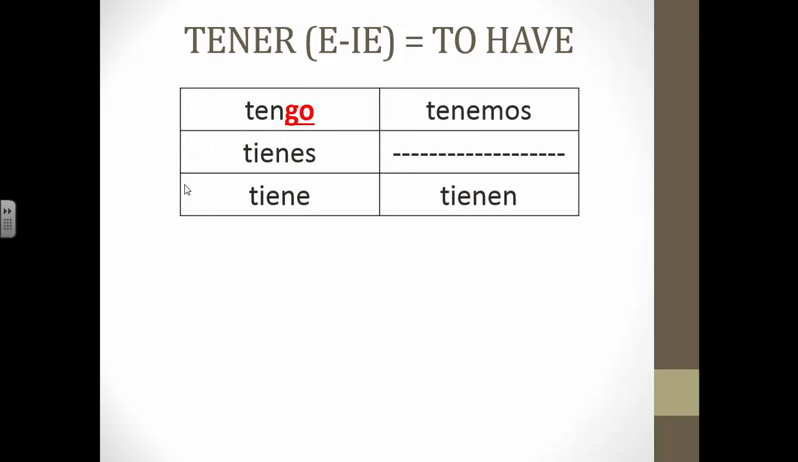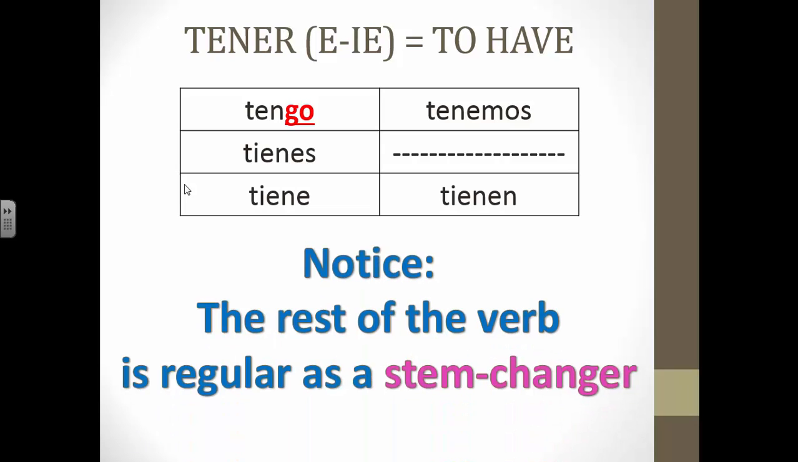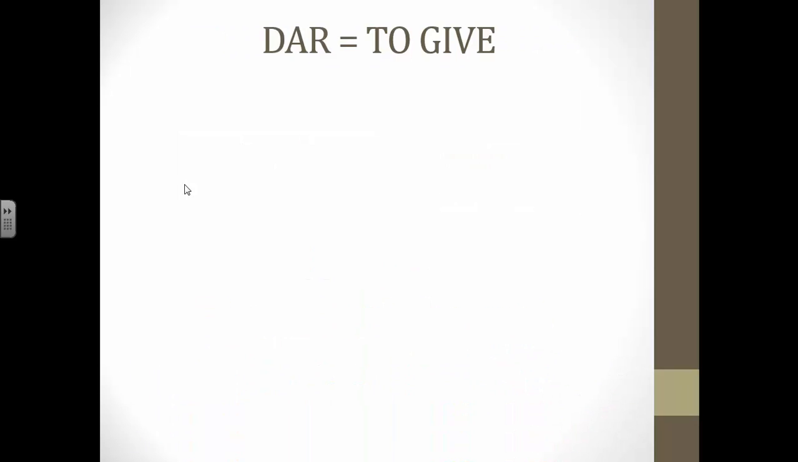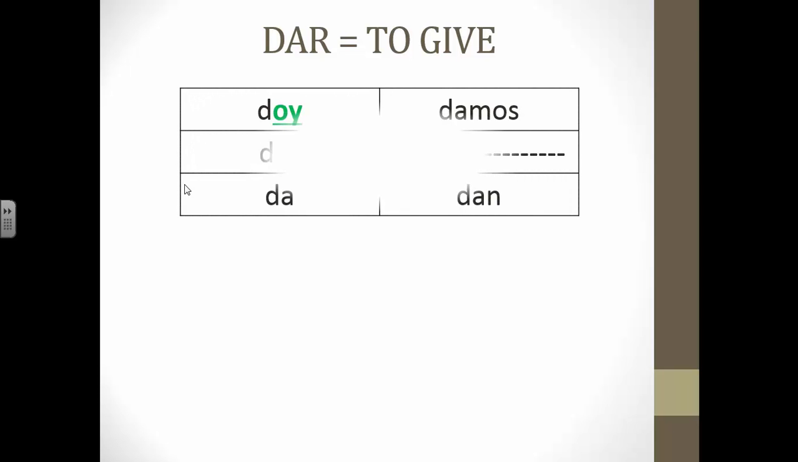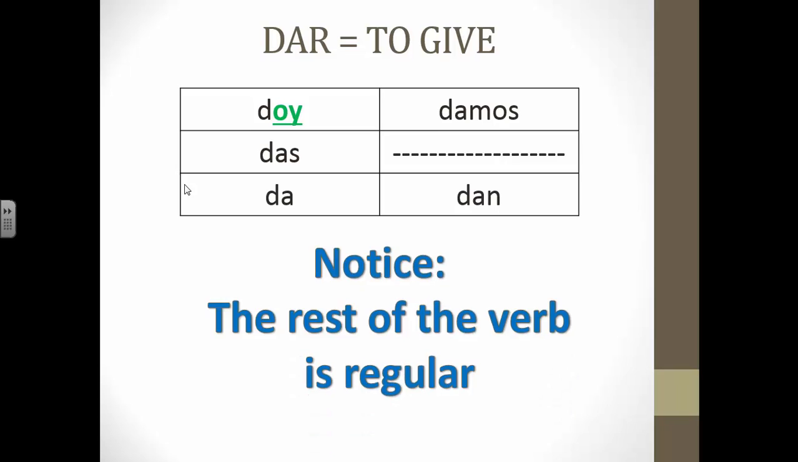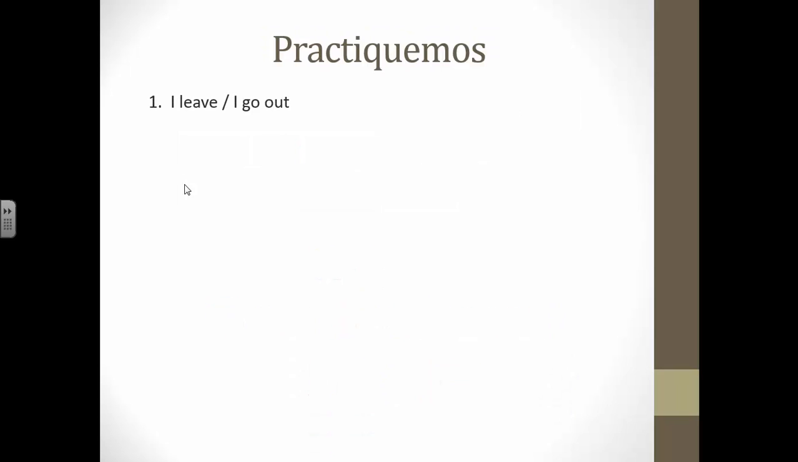Okay, and we all know tener, E to IE, means to have. So pause the video and put down your forms. Okay, we have tengo, tienes, tiene, tenemos, and tienen. And then the last one is dar, which means to give. Let's write down your forms of dar and what it means. Okay, so doy, das, da, damos, and dan. And remember, this one is considered an irregular yo verb, but it is not a go verb.